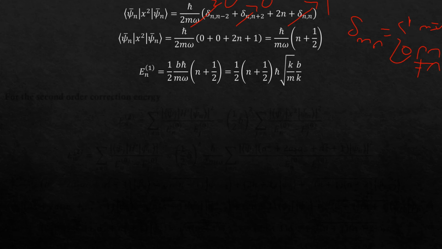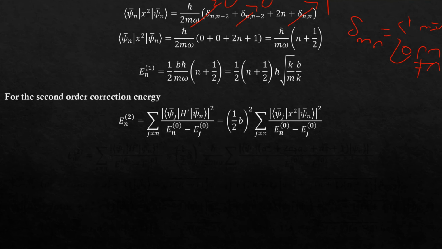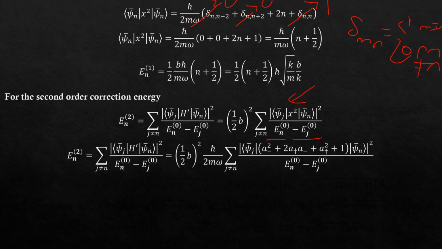Diving deeply into our second order correction energy, we have our formula given as this, a little bit complex but very easy. So this is our second order correction energy, and what we need to do is evaluate this matrix element. We can do that simply by first of all bringing back what was x squared. If we put back what was x squared, we are going to have this expression.